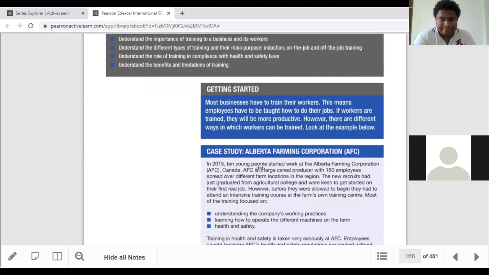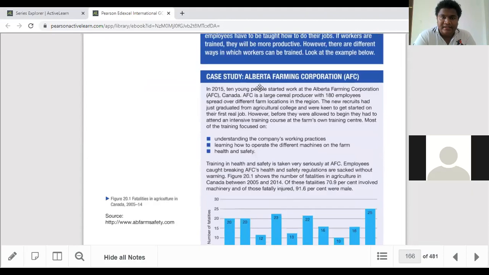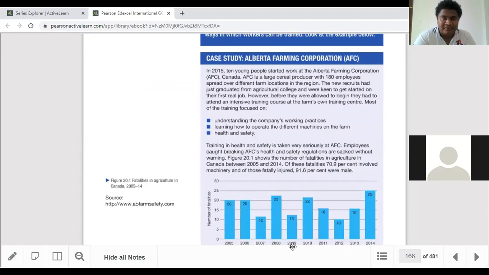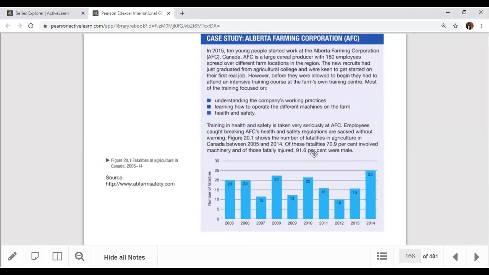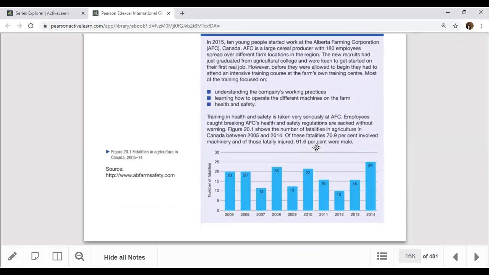You can see this case study, the Alberta Farming Corporation, AFC. So let's go to this case study. In 2015, 10 young people started work in Alberta Farming Corporation in Canada, a large cereal producer with 180 employees spread over different farm locations in the region. The new recruits had just graduated from agricultural college and were keen to get started on their first real job.